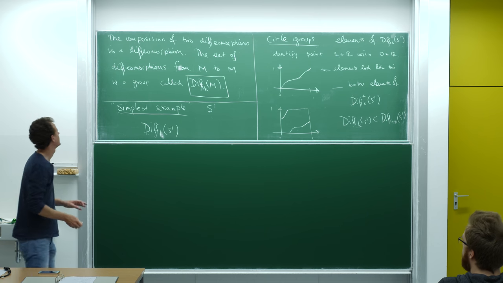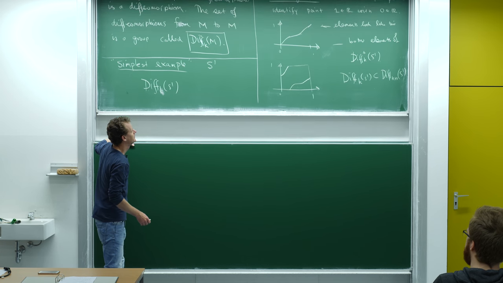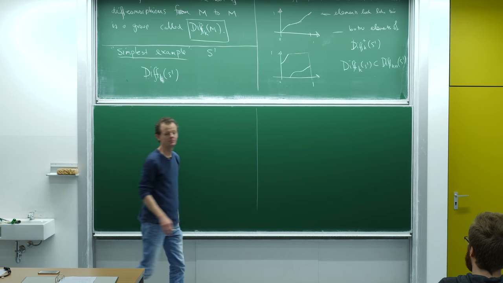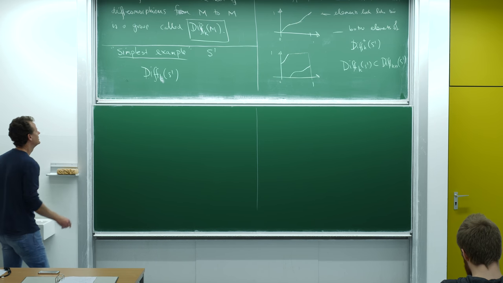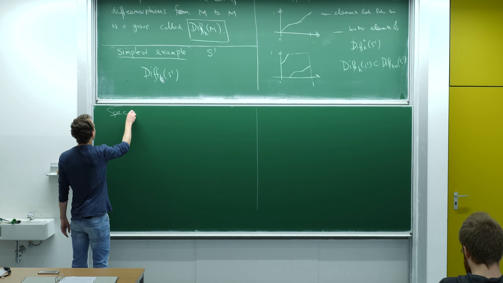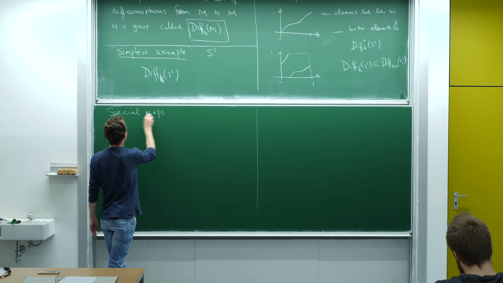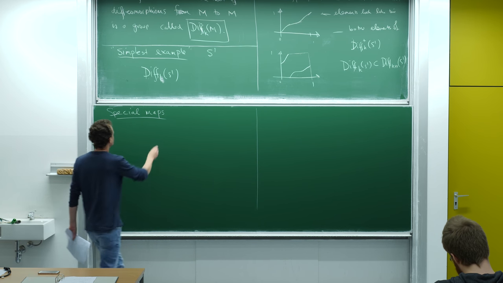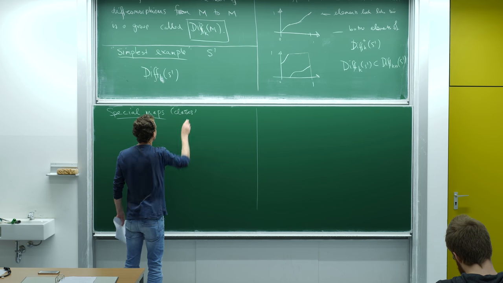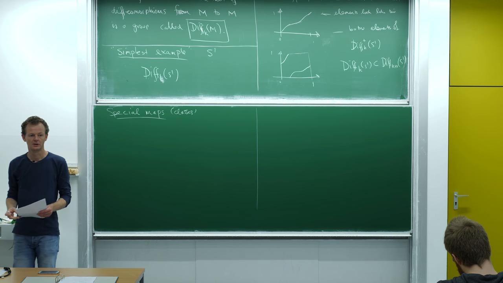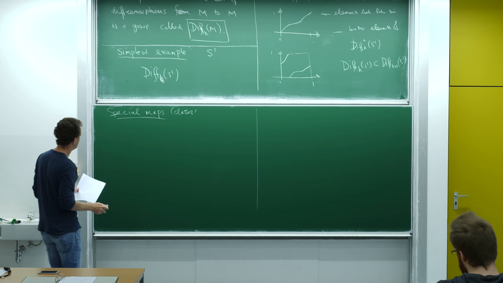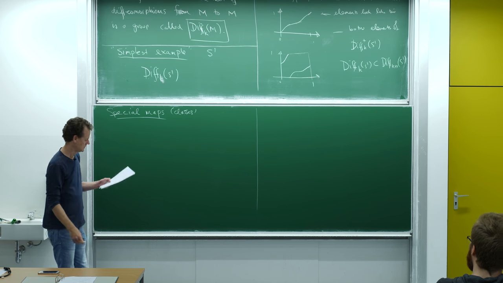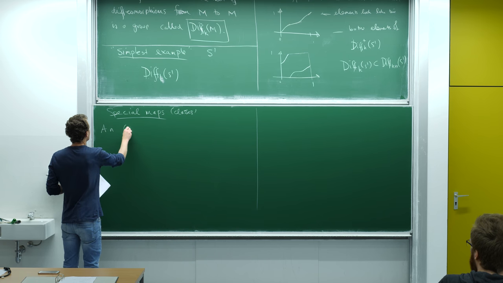All right, I'm going to have to drag myself away from this group. And we're going to talk about some special maps in the category of manifolds. Okay, some special classes of maps. There are two particular classes that will occupy us a lot in our theory, and those are curves and functions, what you'd call the analog of a curve and the analog of a function. So let's start with curves.